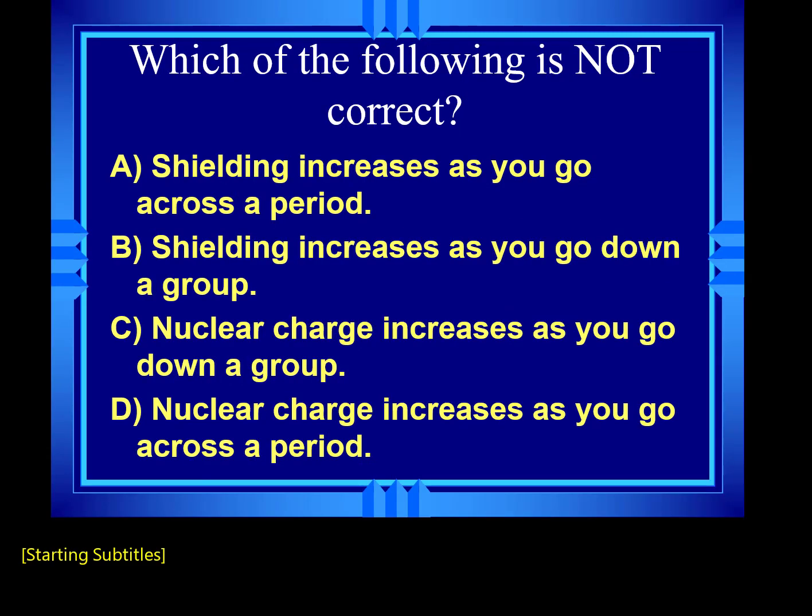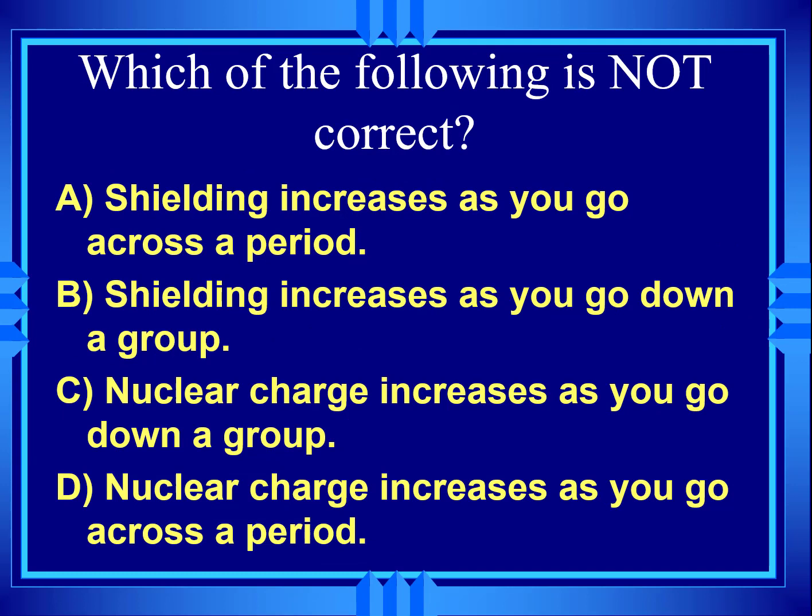Does nuclear charge increase as you go across a period? Well, go across the period, nuclear charge is protons. The number of protons increase? Yeah. So that can't be the answer. Does nuclear charge increase as you go down a group? Well, this has one proton, that has 3, that has 11. The nuclear charge increases down a group, so it's not that one.